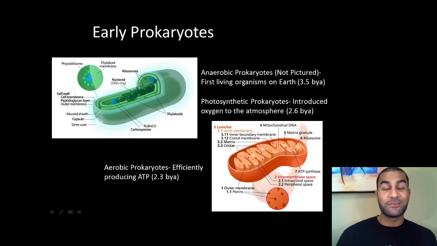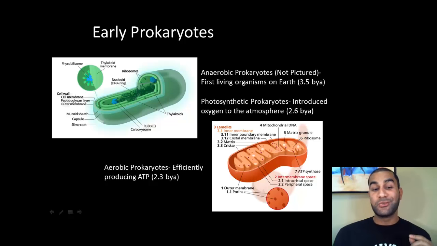But these guys, the aerobic prokaryotes, they can't make the oxygen, they can't make the sugars, but they are very, very efficient at using sugars and oxygen to make energy. So these two guys separately aren't too great. But if they were to combine, imagine how efficient that organism could be. And this is sort of the idea of what we consider endosymbiotic theory.